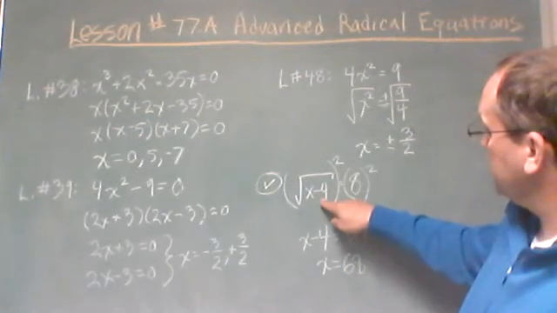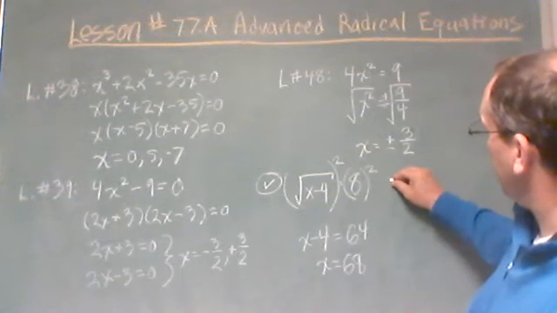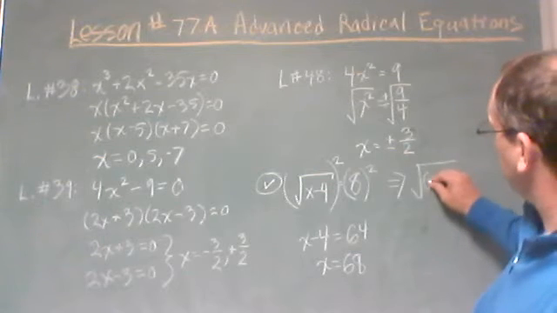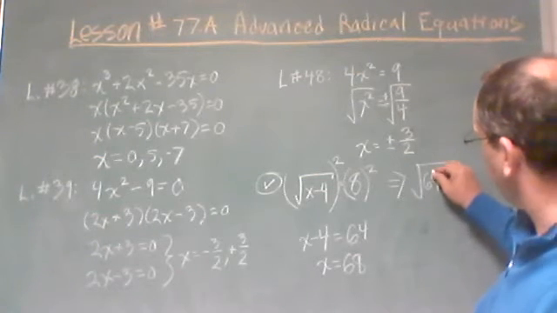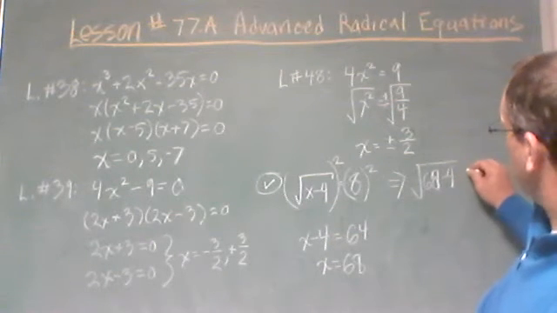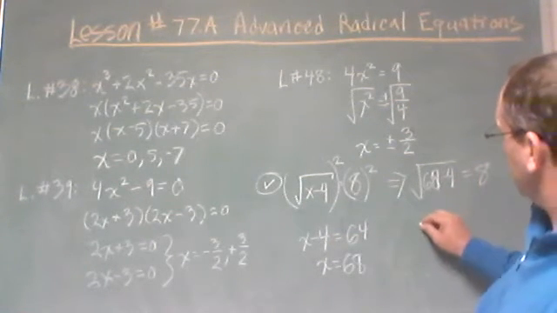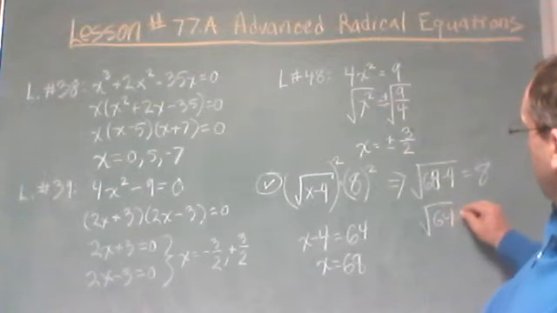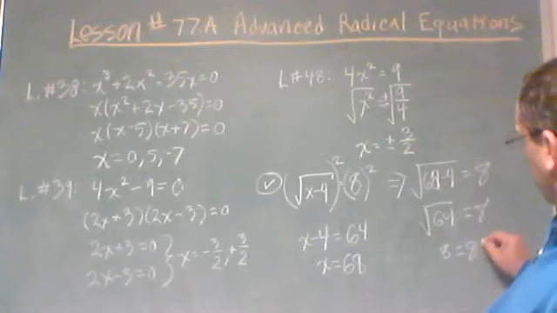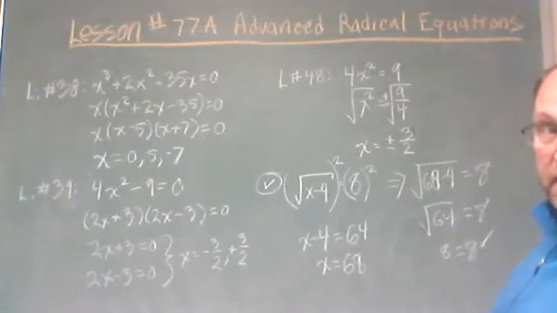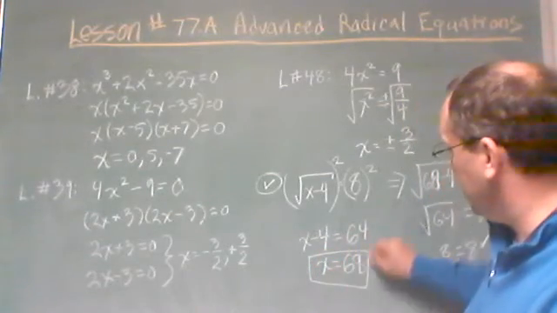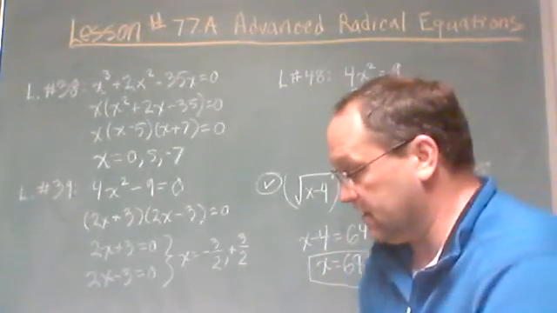I go to my original expression and check my answer right here. The square root of 64, I'm sorry, 68, because x is 68, minus 4 equals 8. The square root of 64 equals 8. 8 equals 8. It checks out. So I can say that my solution then is x equals 68.